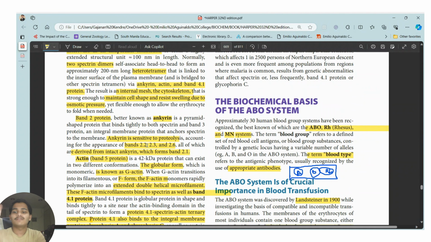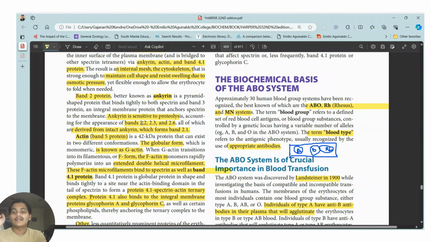Then another protein which also contributes to the shape of the RBC is the band 2 protein, also known as ankyrin. It is a pyramidal shaped protein. Ankyrin is sensitive to proteolysis. It binds to the protein bands 2.2, 2.3, and 2.6, and all of these bands are derived from intact ankyrin. After some time the intact ankyrin starts to proteolyze, some parts go away, and it forms other kinds of bands on the SDS page, which we term 2.2, 2.3, and 2.6, but all of them are formed from the intact ankyrin, which collectively forms the band 2.1. Then there is another protein known as actin, which is a band 5 protein.